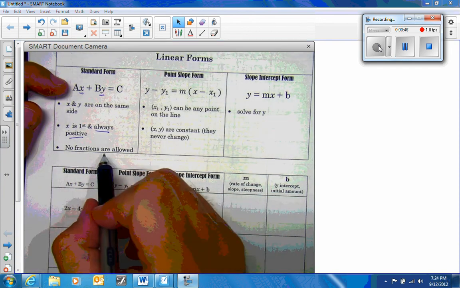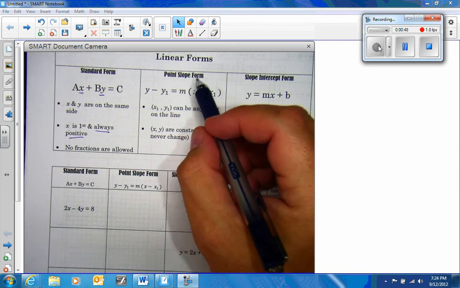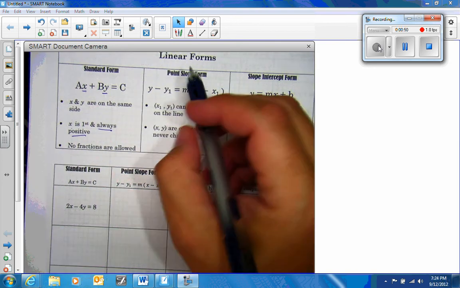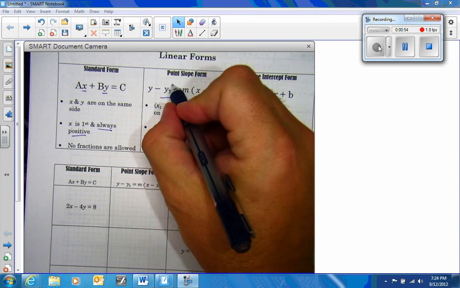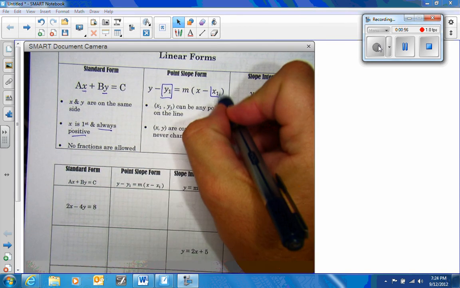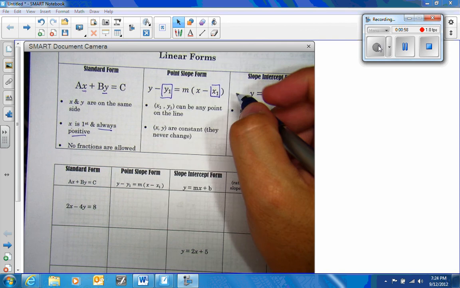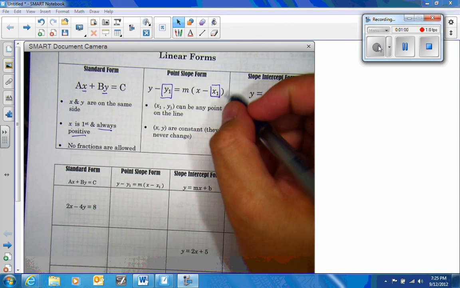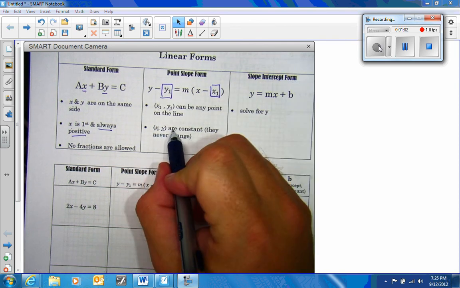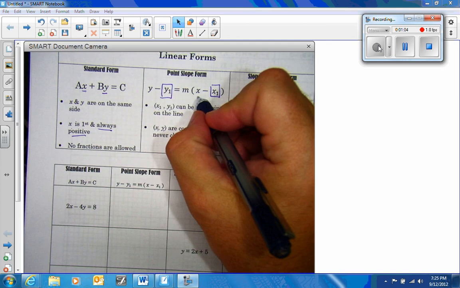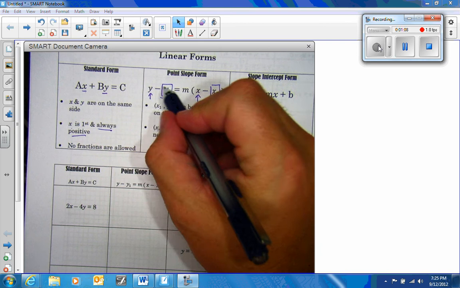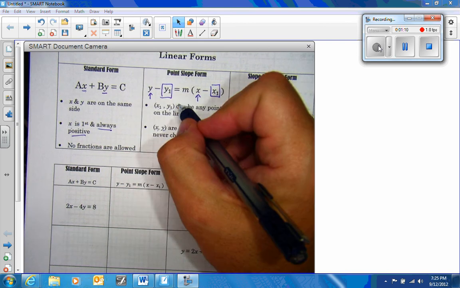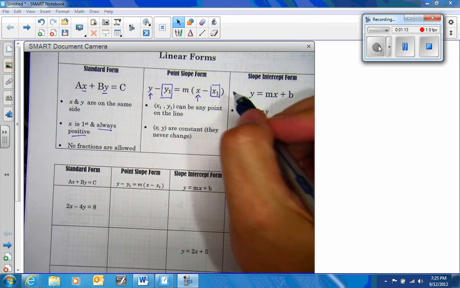Okay? Now, point slope form. Now notice, x1 and y1 can be any point on the line. That's this x1 and this y1. They can be any point on the graph. But x and y are constant. They never change. This is the x, this is the y. They will always be x and always be y. You cannot substitute a number for them. So make sure they stay x and y.